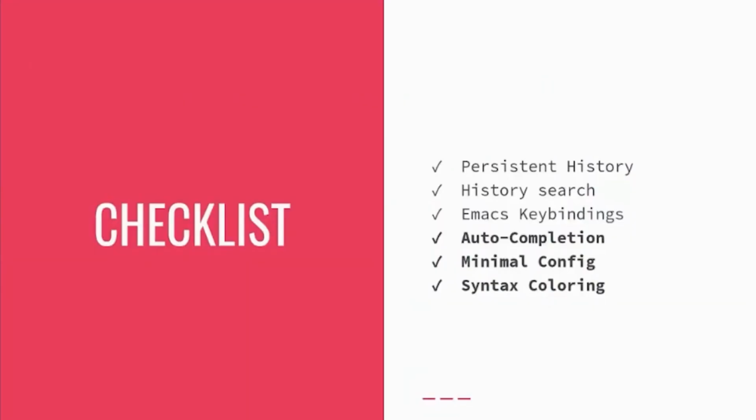So in the checklist, we were able to implement persistent history, history search, Emacs key binding, auto-completion. In fact, we did not have any configuration at all, so that qualifies as minimal config. And we added syntax highlighting at the very end.